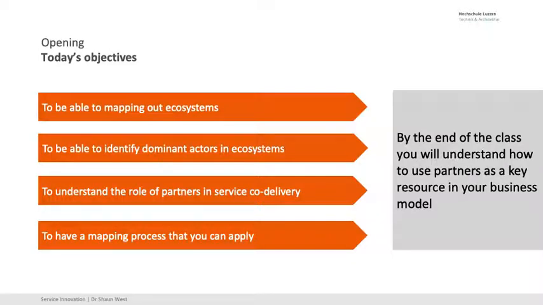Today's objectives: to map out an ecosystem. You're going to do an electric car warm-up session to try and map out what happens and see who's where and what they're doing. This allows us to identify the dominant actors in the ecosystem and all the other roles that they fulfill.